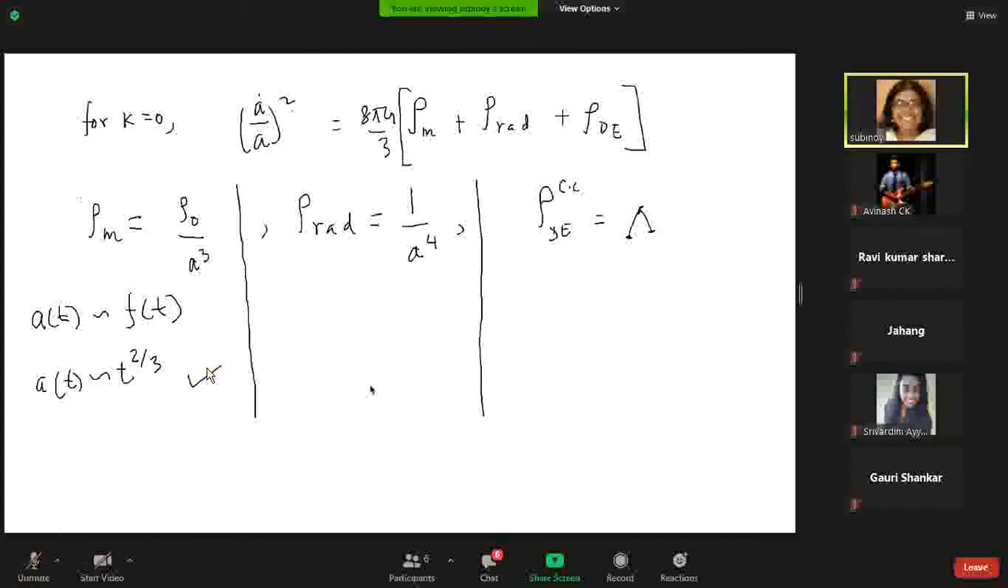So now, for radiation, do the same thing. It will be faster now. I give you 1 by a to the power 4. Do it for radiation and then do it for cosmological constant. I want these three as a function of time: how the scale factor changes with time in different dominated universes. Because then you can find out the acceleration or rate of expansion of the space.